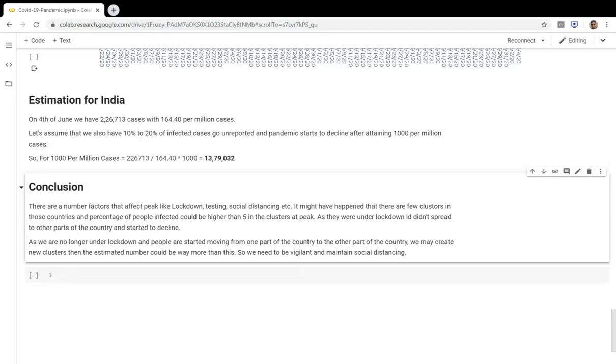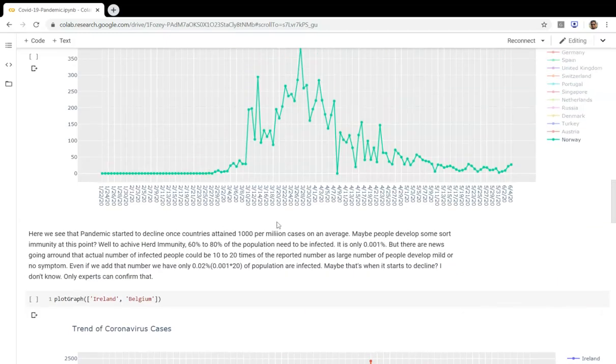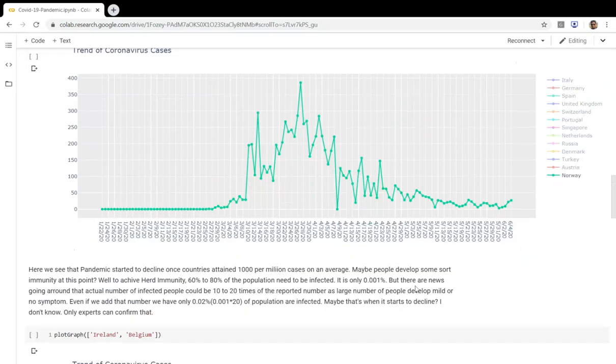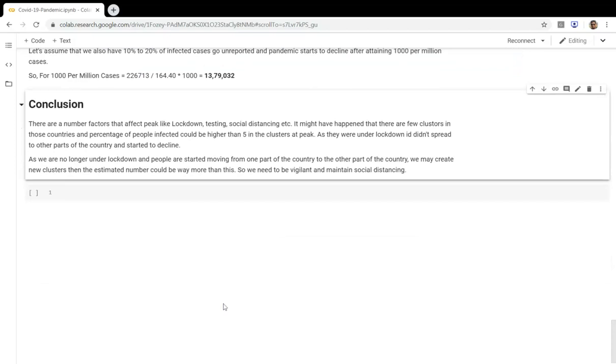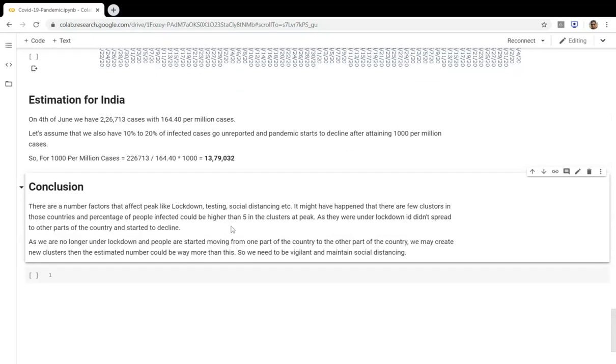There are a number of factors that affect the peak, like lockdown, testing, and social distancing. And it might have happened that there are few clusters in those countries. In these 13 countries that we have seen here, there may be few clusters, and they were under lockdown, so people were not moving. And in those clusters, per million cases could be higher than 5% or 10% when it started to decline, or it could be even more than that.